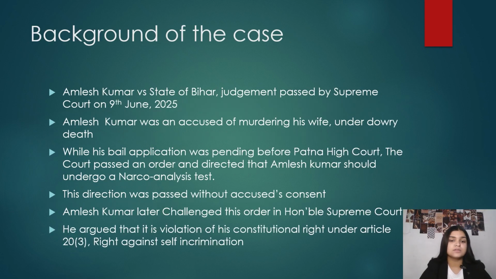Now, let us know the background of the case and what happened in this case. Amlesh Kumar versus State of Bihar judgment was passed by the Supreme Court on 9th June 2025, which we have already discussed in the previous slides. Amlesh Kumar was accused of murdering his own wife under dowry death. While his bail application was pending before Patna High Court, the court passed an order directing that Amlesh Kumar should undergo a narco analysis test. This direction was passed without the consent of the accused.